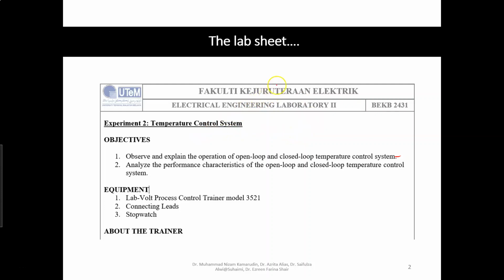Of your experimental lab sheet on the temperature control system. In this lab, we have to reach two objectives. Firstly, we would like to observe and explain the operation of open loop and closed loop temperature control systems. Then we analyze the performance characteristics of open loop and closed loop temperature control systems. Labvolt process control channel will be the main equipment to be used in this experiment.